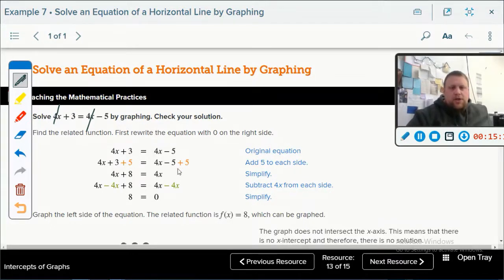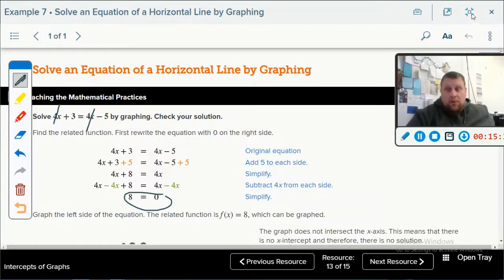So we are just going to still solve for 0 on the right side, which means first I'm going to add 5 to both sides. I get 4x plus 8 equals 4x. Subtract 4x from both sides and we get 8 equals 0. Again, we normally just say no solution, but let's talk about what that means graphically. Well, that would be the equivalent of saying f of x equals 8, which we see right here.